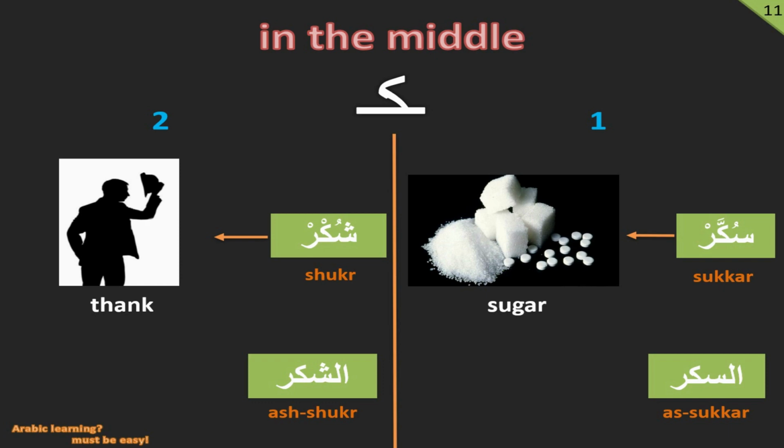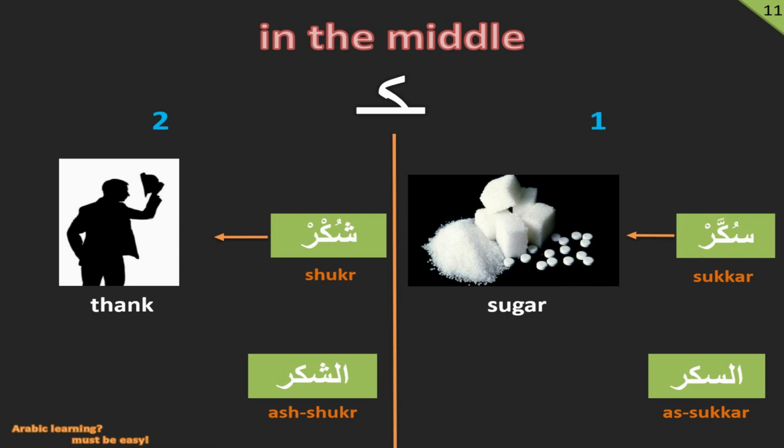And السكر, the lam is lam shamsiya, because the first letter in the word is seen. And the second example, the noun شكر. So ضمة on sheen, سكون on كاف, and سكون on راء. شكر means thank, and the thank would be الشكر. So لام شمسية here, because the first letter in the word is sheen.